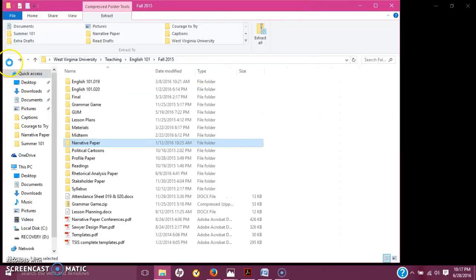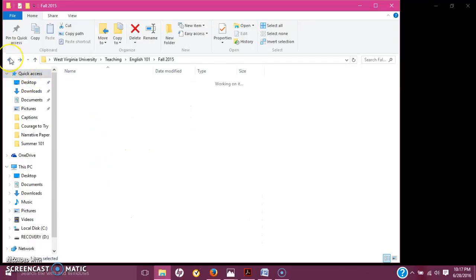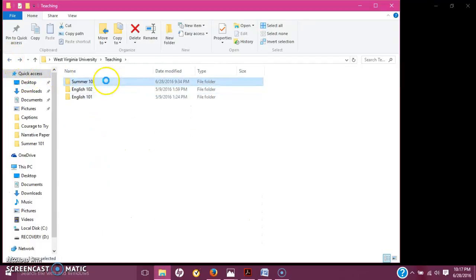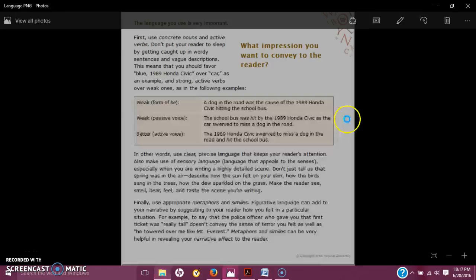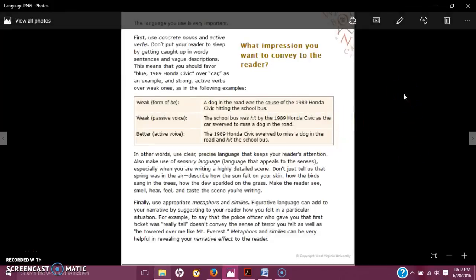All right, I'm going to grab the last document, which would be language. And this one we've already talked about a little bit, but basically use active verbs, so things like hit, run, dragged, rode, etc. Those are active verbs. If they're basically actions you can do, then they're normally active verbs.